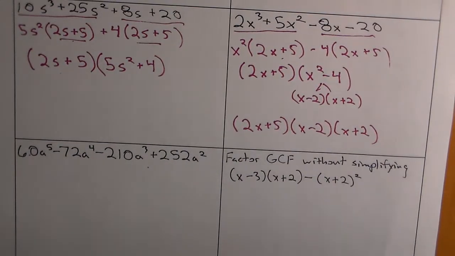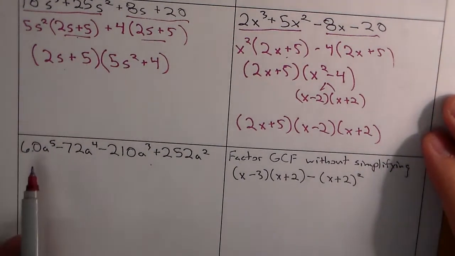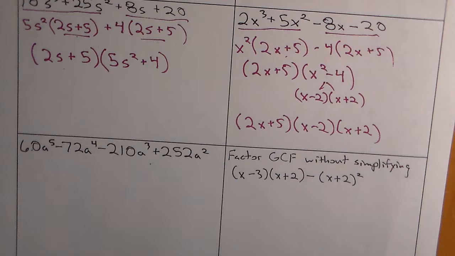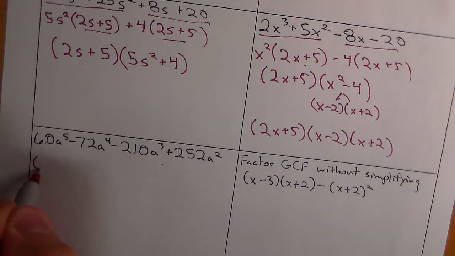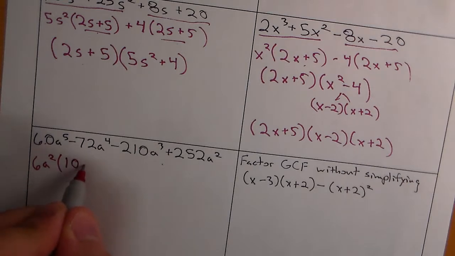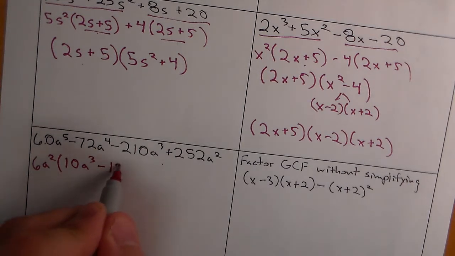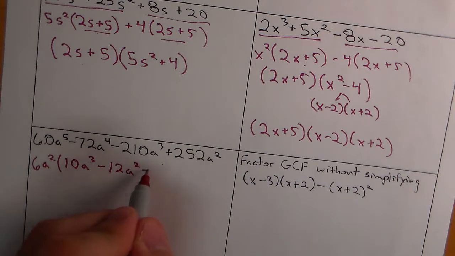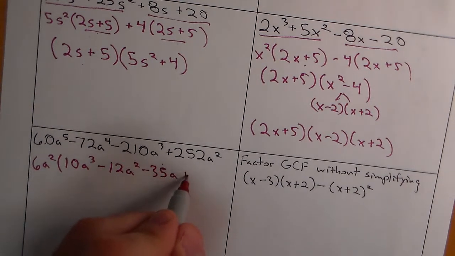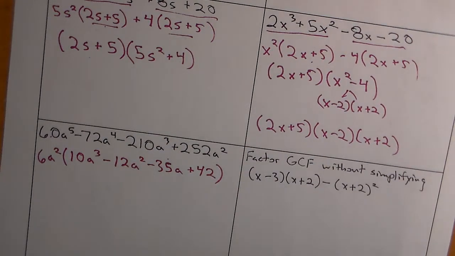Down on the next row, now we've gotten a little more numbers to it, and larger numbers, and we have to simplify it. Now before we do that, it's always good to go back and look at greatest common factor. 60, 72, 210, and 252 are not only divisible by 2, not only divisible by 3, but they're all divisible by 6. So 6 is a common factor they all have. So if I take out a 6, and actually an a squared also, because they all have at least that, I'm now left with 10a to the third minus 12a squared minus 35a plus 42. So now it's smaller numbers to deal with.